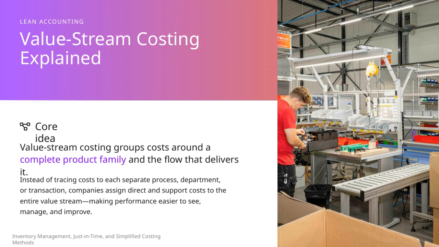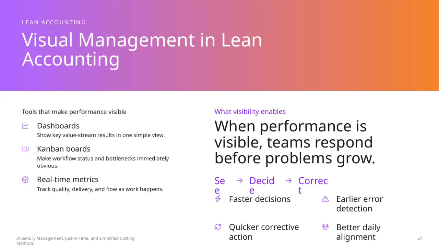This ties closely with inventory management and just-in-time production, both of which emphasize efficiency and waste reduction. Together, these elements form simplified costing methods that align well with lean principles, helping organizations focus on delivering value while controlling costs effectively. Now, let's talk about the tools that make performance visible, which is a key aspect of lean accounting. One important tool is dashboards, which provide a simple, consolidated view of key value stream results. This helps everyone quickly understand how things are going at a glance.